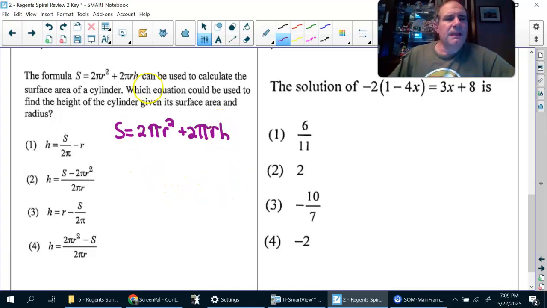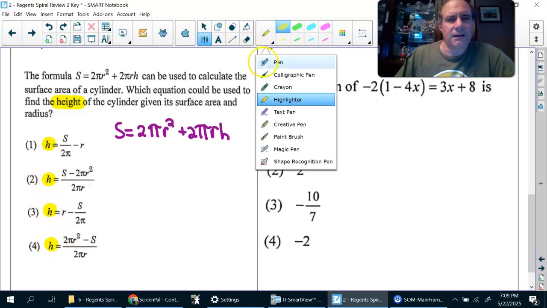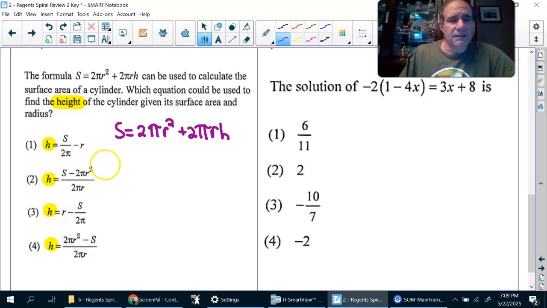All right, so it can be calculated for the surface of a cylinder, and which equation can be used to find the height. And you notice that every single one of these equations in these choices says that you have to solve for h. So remember, when you're solving for h, you're actually trying to get everything away from where the h is.